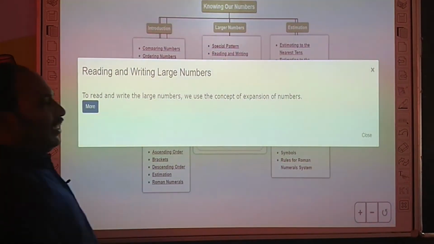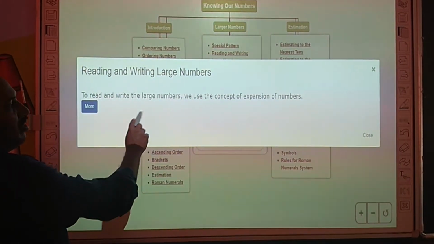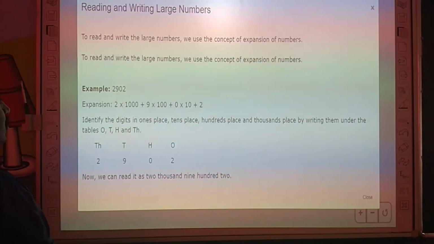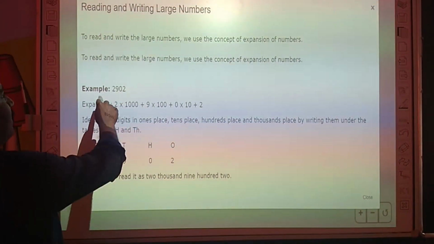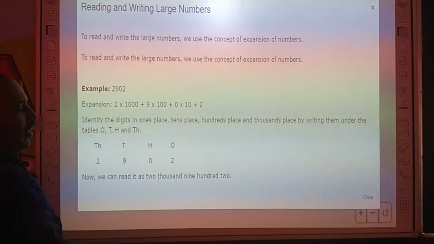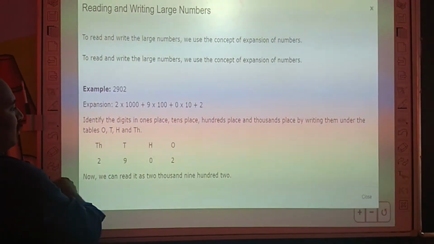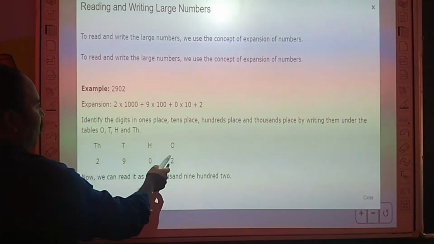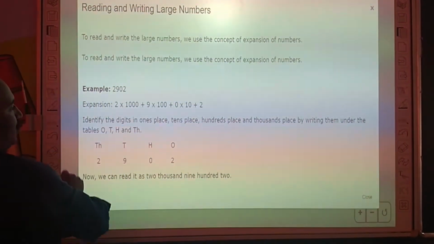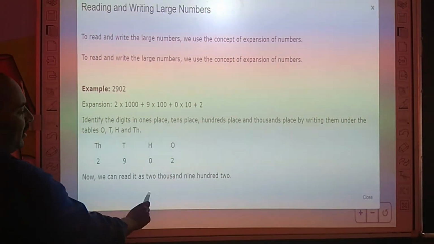Then reading and writing large numbers. To read and write large numbers, we use the concept of place values. Listen here, the given number is 2902. We can read it by taking the place values: ones, tens, hundreds, thousands. So, 2902.